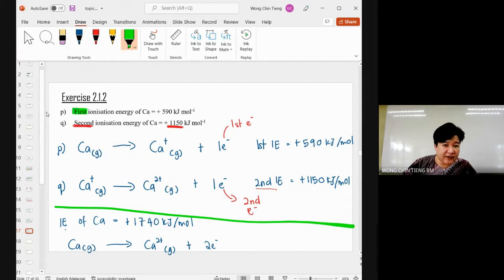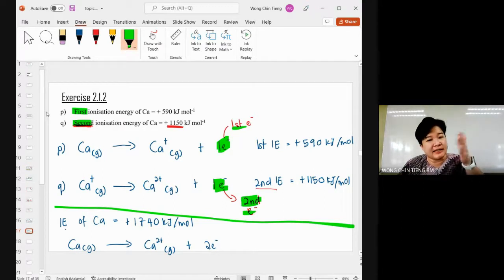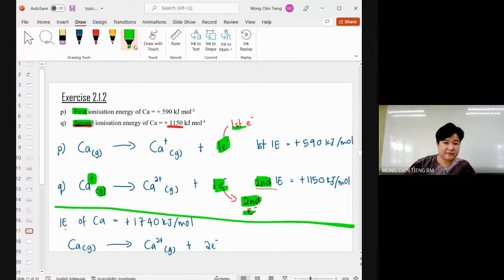Tapi bila dia adalah first and second, bermakna kita akan tunjuk elektron pertama yang dibuang, elektron kedua yang dibuang. So elektron kedua yang ni yang penting. Elektron kedua hanya boleh dibuang selepas elektron pertama dibuang. Bermakna elektron kedua kena mula dengan calcium positive gas. Nampak? Your second IE kena mula dengan calcium positive gas. Nampak beza tu? Okay? Alright, boleh ya? Next question.